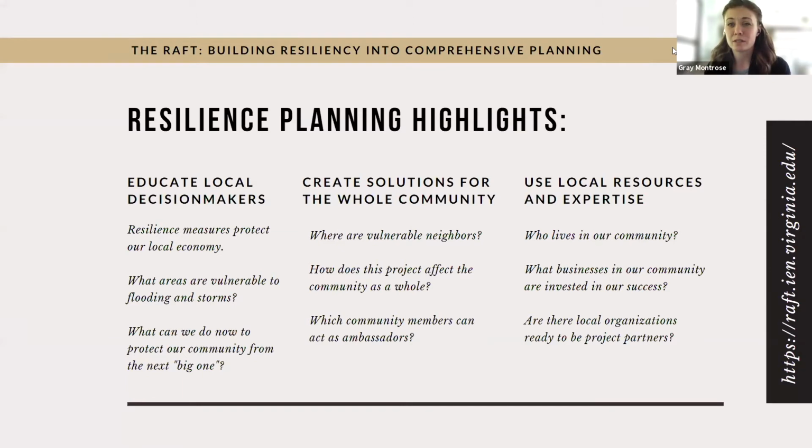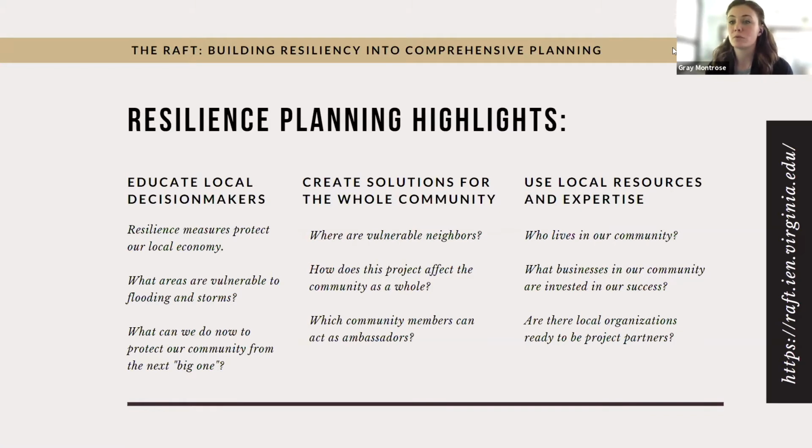We're looking at what areas are vulnerable to flooding and storms. What can we do to protect our community from the next big one? We're looking at creating solutions for the whole community. It doesn't matter how you vote, doesn't matter where you live. We're talking about communities as a whole. Where are our vulnerable neighbors? How does this project that we're thinking about affect the community as a whole? And then, of course, which community members can act as ambassadors as we are trying to reach the whole community?